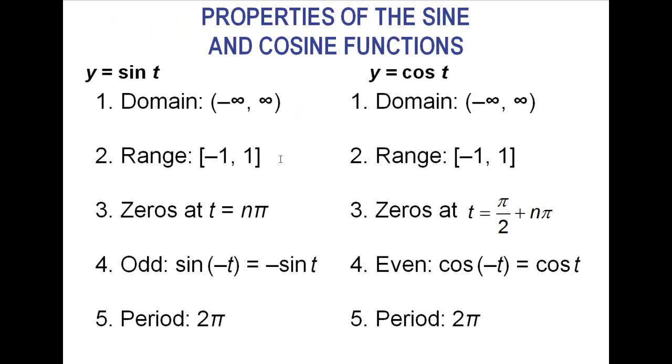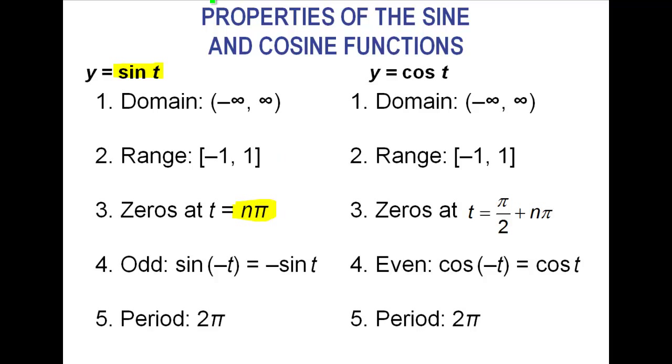So if we want to generalize, put it all in one place, we can see side by side: same domain, same range, same period. The big difference is the zeros. The zeros of the sine function happen at every multiple of pi. That's what n pi means. N is just an integer. So you'll get a 0 out of the sine function every time you put in a multiple of pi.